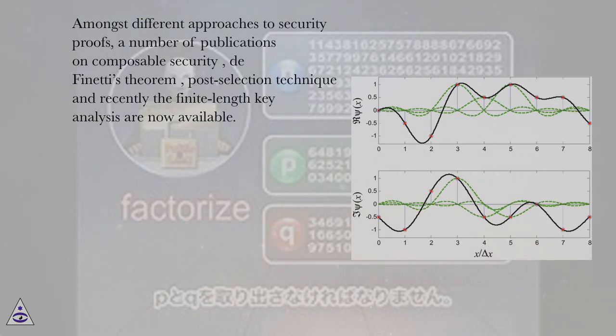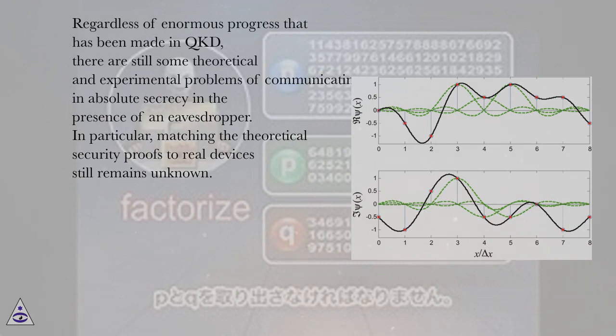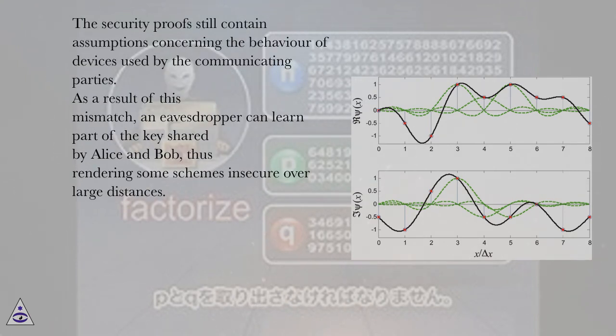Amongst different approaches to security proofs, a number of publications on composable security, de Finetti's theorem, the post-selection technique and, recently, the finite length key analysis are now available. Regardless of the enormous progress that has been made in QKD, there are still some theoretical and experimental problems of communicating in absolute secrecy in the presence of an eavesdropper. In particular, matching the theoretical security proofs to real devices still remains unknown. The security proofs still contain assumptions concerning the behavior of devices used by the communicating parties. As a result of this mismatch, an eavesdropper can learn part of the key shared by Alice and Bob, thus rendering some schemes insecure over large distances.